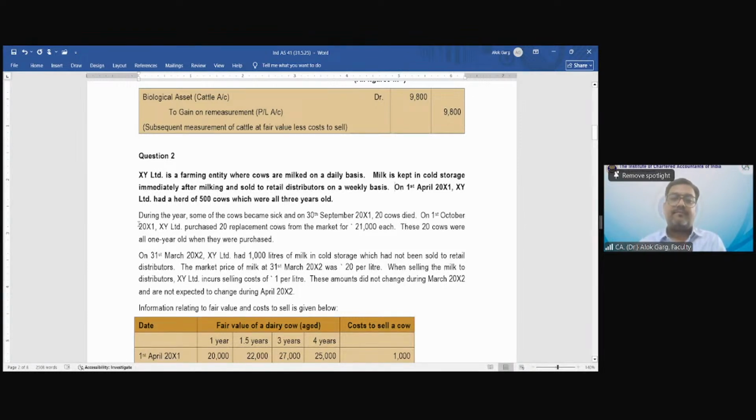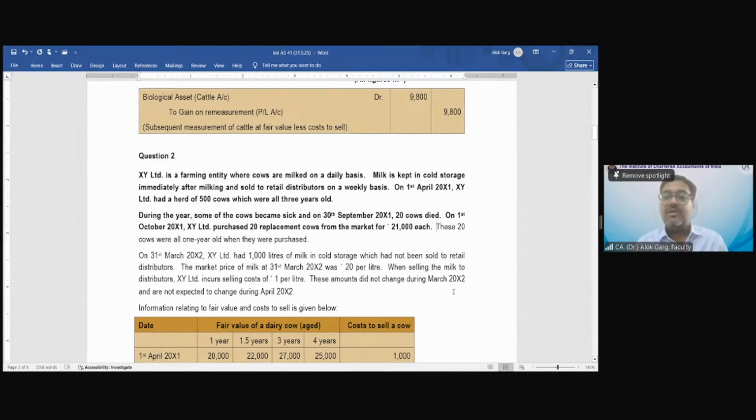Okay. During the year, some of the cows became sick. And on 30th September, after 6 months, 20 cows died. On 1st October 20X1, the next day, XY Limited purchased 20 replacement cows from the market for 21,000 rupees each. So as 20 cows died, this company bought 20 new cows. And what is the fair value of the cows? The fair value is 21,000 each.